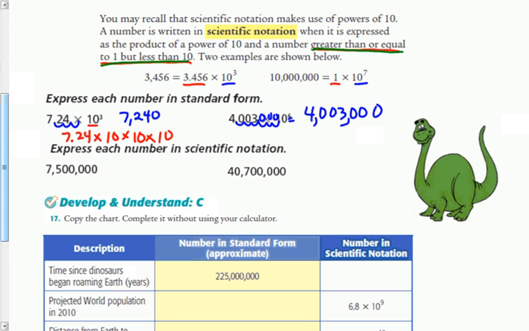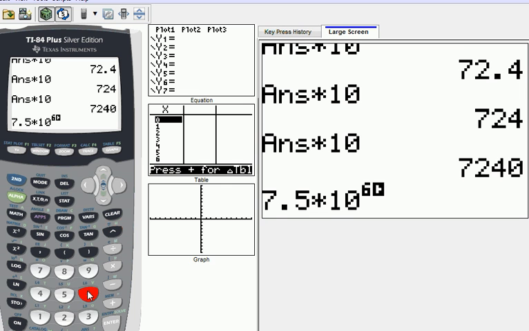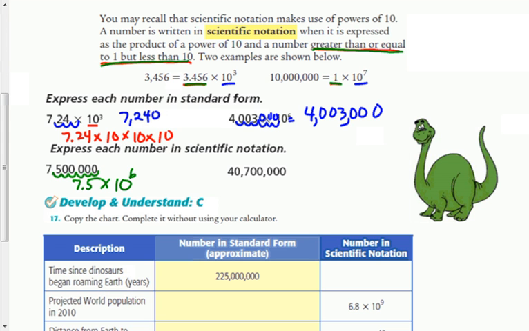Okay, now to express a number in scientific notation, remember, I need a number that's greater than or equal to 1, but less than 10 to begin the number. So I'm going to choose the number 7.5 for this one. And then I'm going to multiply by 10 as many times as it takes to move the decimal from 7.5 to the end. And that's going to be 6 times. And you could check your work using your calculator. So 7.5 times 10 to the 6 should equal 7,500,000.